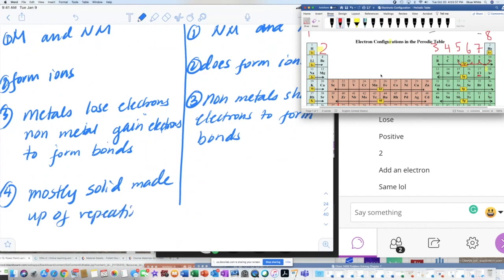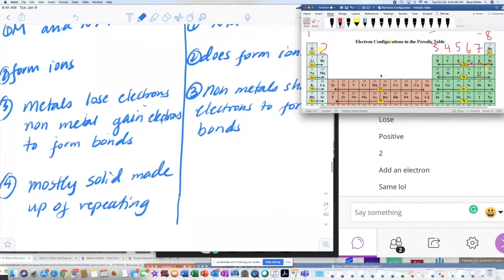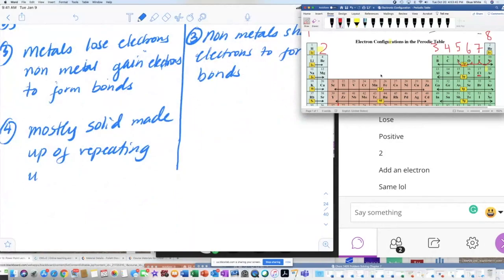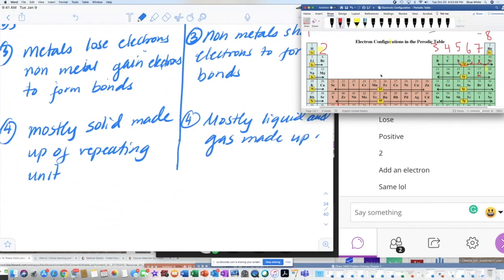They didn't say this earlier, but the reality is that when you look at a table salt crystal, it's a solid made up of a bunch of repeating units. This one here is mostly liquid and gas, made up of individual units. So just in case it ever comes up.